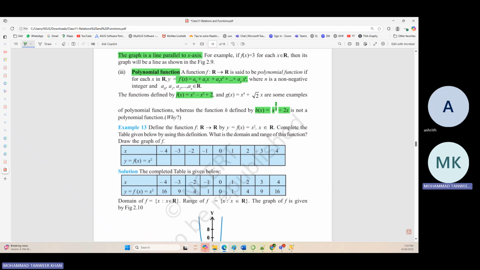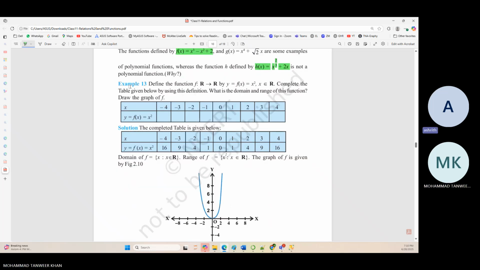Now, shall we solve question number 13? Yes, sir. What is the meaning of this, R to R? R means real numbers. So you have written y equals f(x) equals x square. Can you tell me the output?